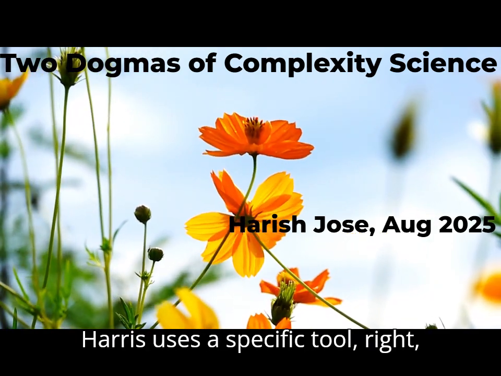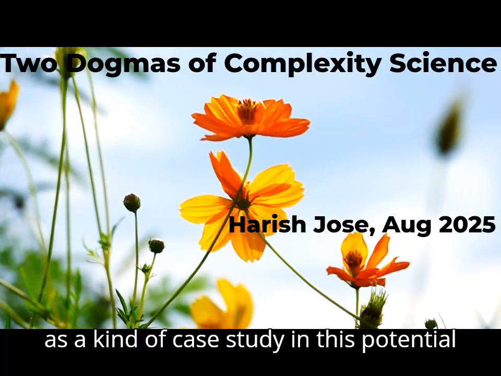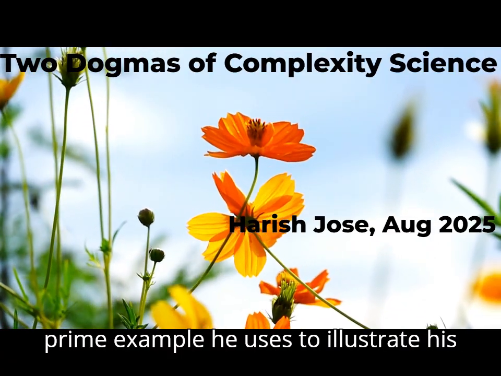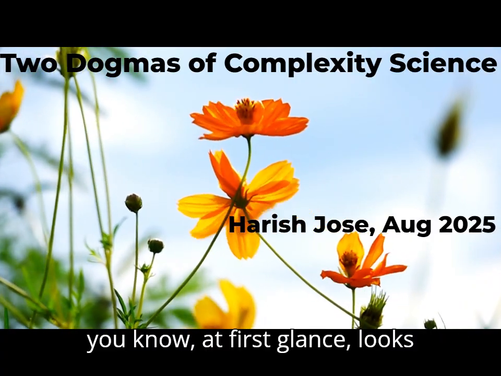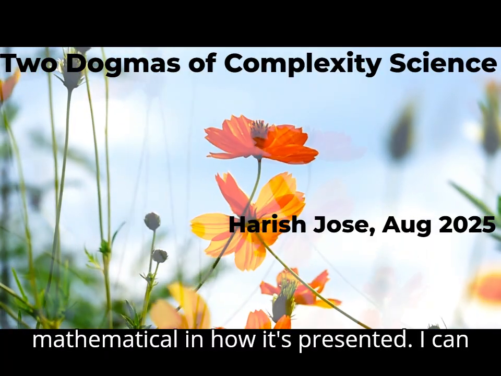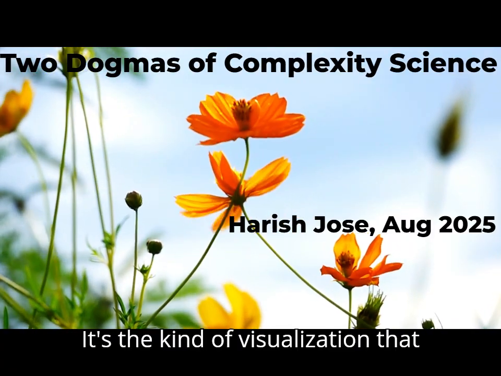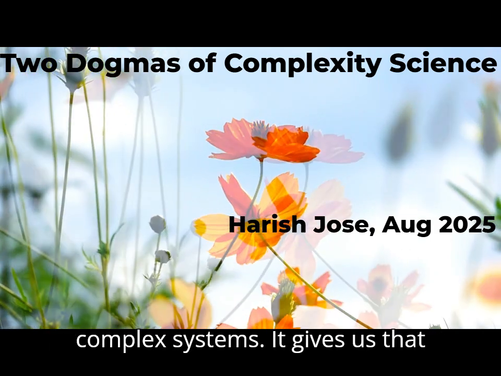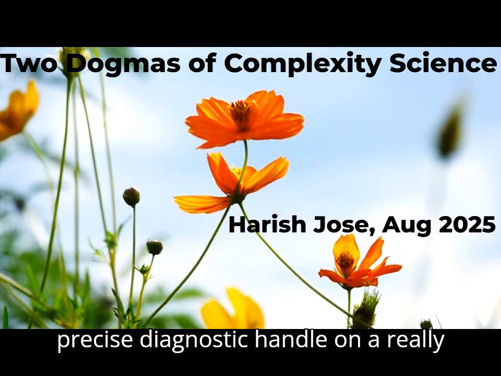So to start, Harris uses a specific tool as a kind of case study in this potential misdirection. He does. Let's begin with a prime example he uses to illustrate his points. It's something called Ashby space. Imagine a chart that, at first glance, looks incredibly scientific, rigorous, almost mathematical in how it's presented. I can picture it. Clean lines, axes. Exactly. It's the kind of visualization that promises clear, objective insights into complex systems. It gives us that satisfying feeling like we've got a precise diagnostic handle on a really tricky situation.